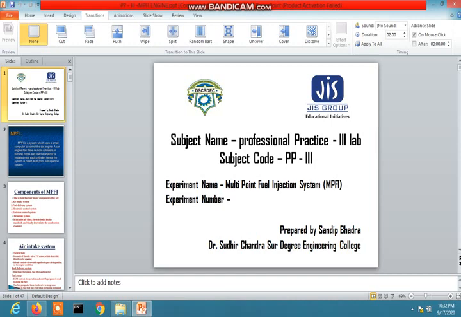Therefore, there is an urgent need to develop an injection system for gasoline engines. By adopting gasoline injection, each cylinder can get the same richness of the air gasoline mixture and avoid malfunctioning to a great extent.